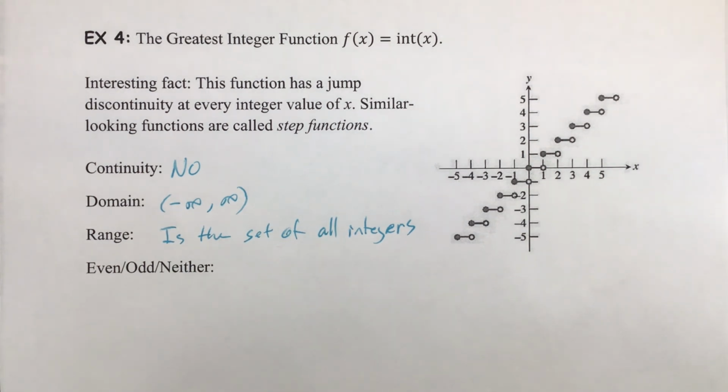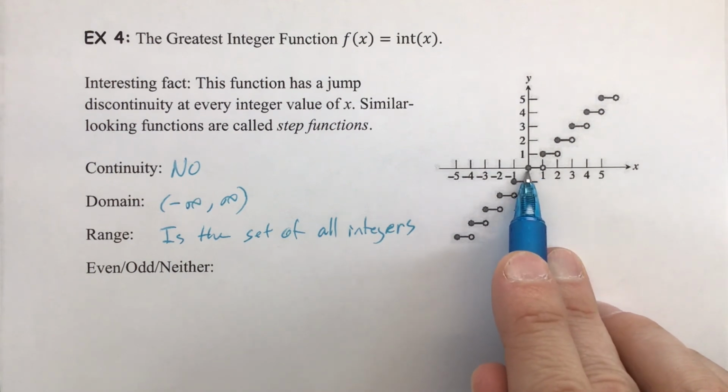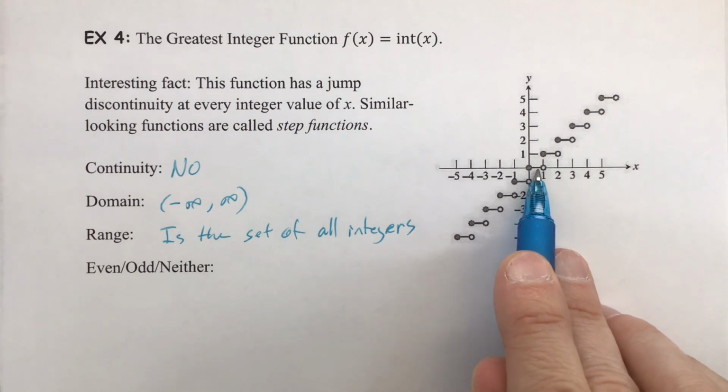Even, odd, or neither? This graph is definitely not even. It is not reflective across the y-axis. Is it an odd function? Let's investigate that one a little bit closer. If it is an odd function, the point of symmetry is going to be located at the origin, which would be here. Now consider just one point along that step if you go out to 0.5.